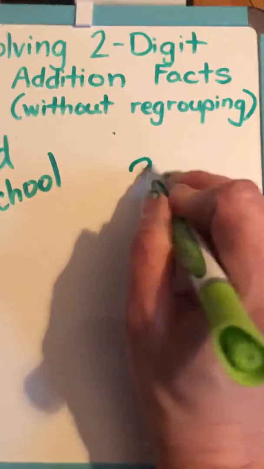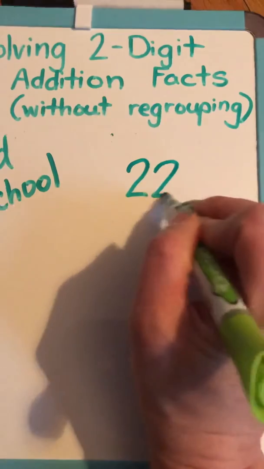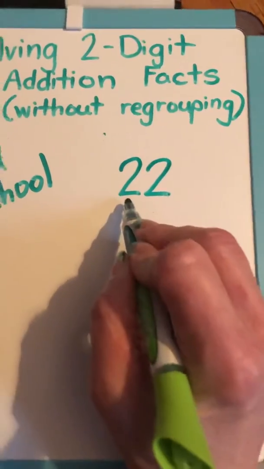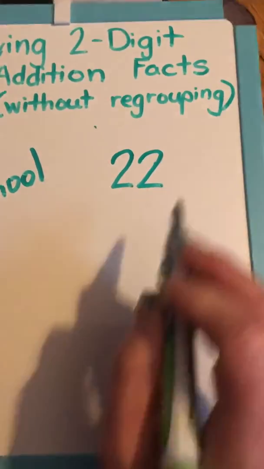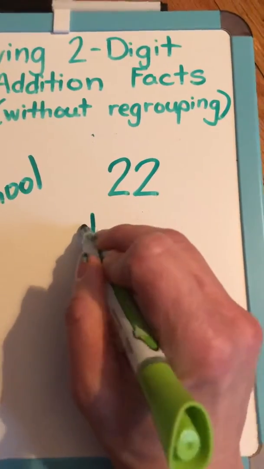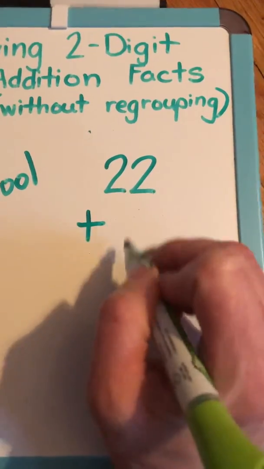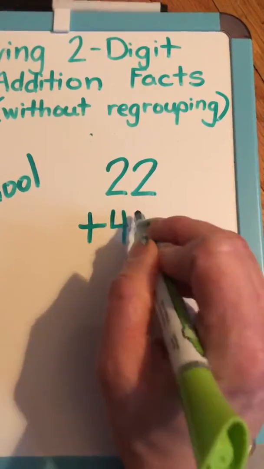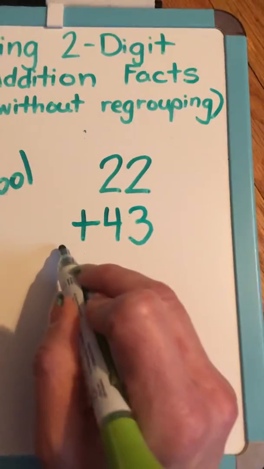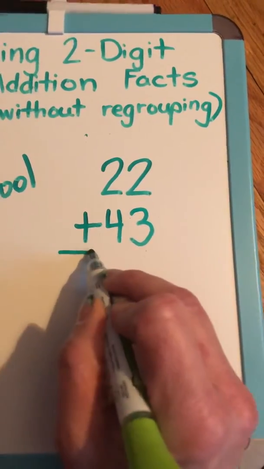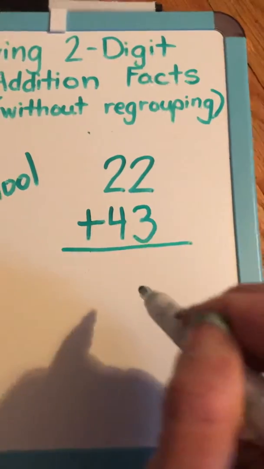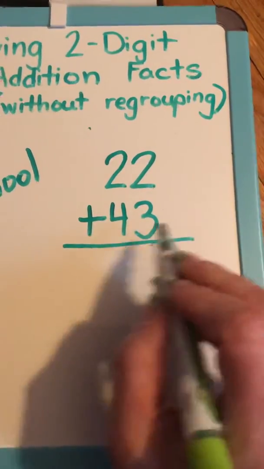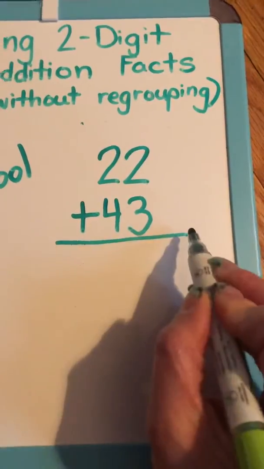All right, so let's say I had a two-digit number like 22. Okay, we have a 2 in the tens place and a 2 in the ones place. And I'm going to add that to the two-digit number 43. Okay, I'm going to draw a line because I'm setting up my problem up and down like this. So there's no equal sign. Instead, you just have the line.